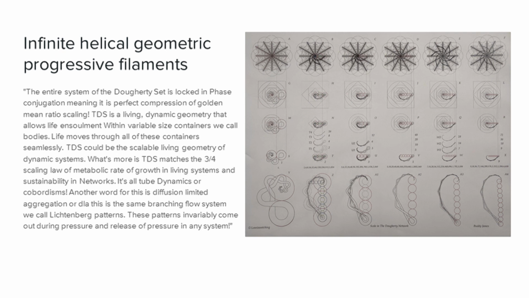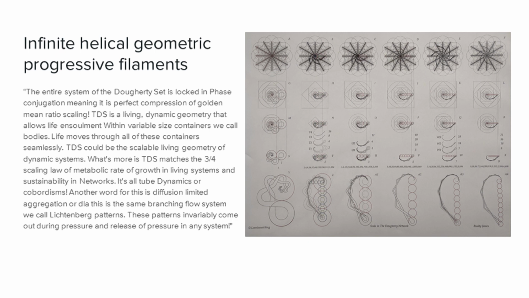Infinite helical geometric progressive filaments. The entire system of the Dougherty set is locked in phase conjugation, meaning it is perfect compression of golden mean ratio scaling, like Dan Winter points out. The Dougherty set is a living dynamic geometry that allows life ensoulment within variable size containers we call bodies. Life moves through all these containers and these containments seamlessly.